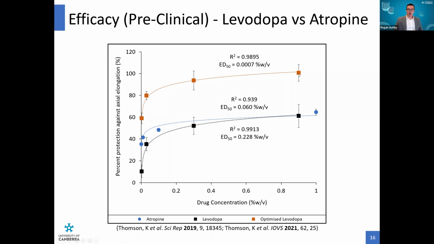In contrast, you can see our optimized form of levodopa carbidopa has significantly more efficacy than either atropine or levodopa alone. And this is really exciting. It suggests, by the animal model, and the animal model to date has translated strongly to the human model, that levodopa will be more effective than the current treatment option, atropine.